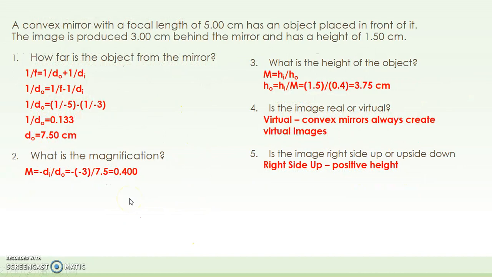And the last practice problem says a convex mirror with a focal length of 5.0 centimeters has an object placed in front of it. The image was produced 3 centimeters behind the mirror and has a height of 1.5 centimeters. It says how far is the object from the mirror?